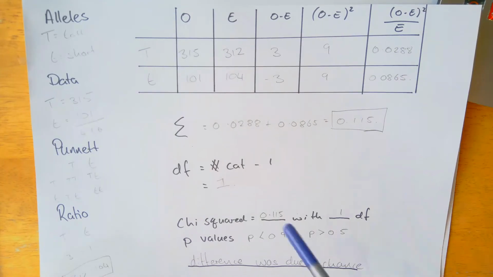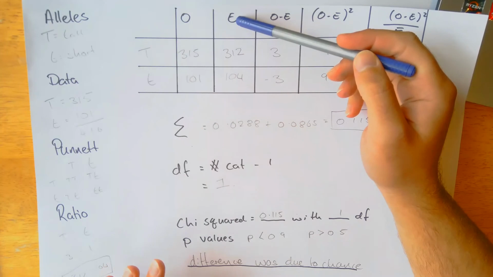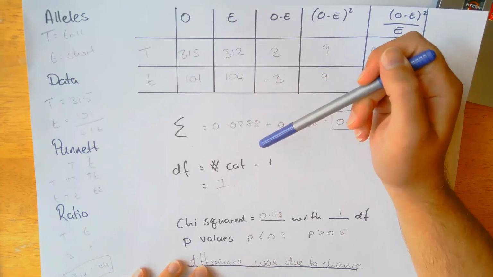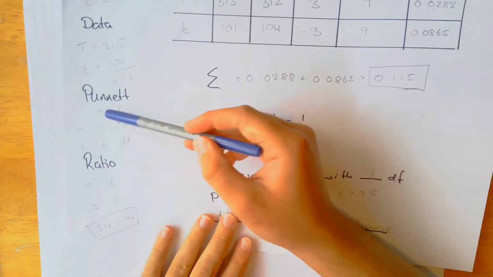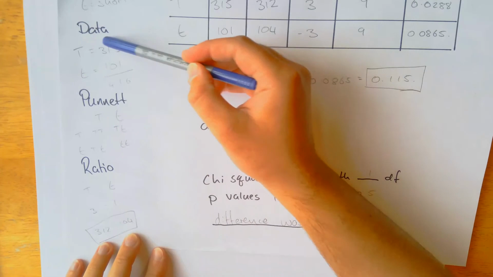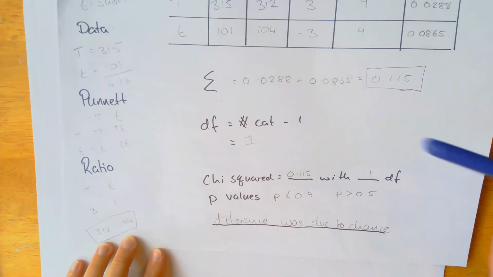So to figure out how to find the expected numbers for any particular question in chi-squared, you have to look at the Punnett square that you've drawn, the ratio that you've made, and then use the numbers from the data in the question to figure out what the expected numbers are. So I'll give you an example.